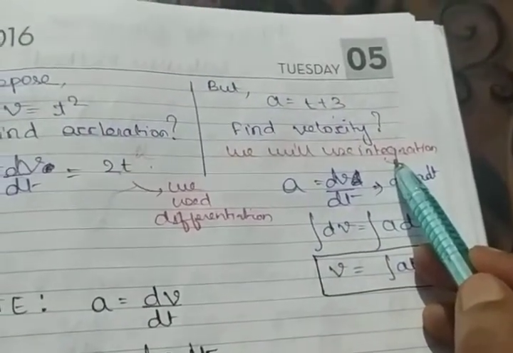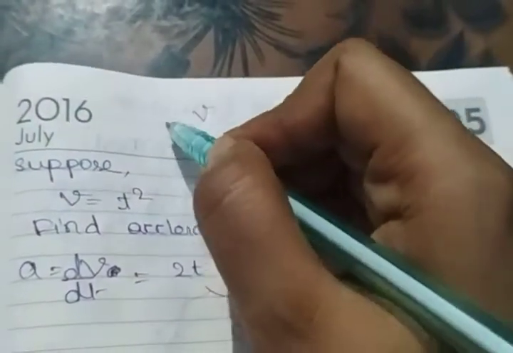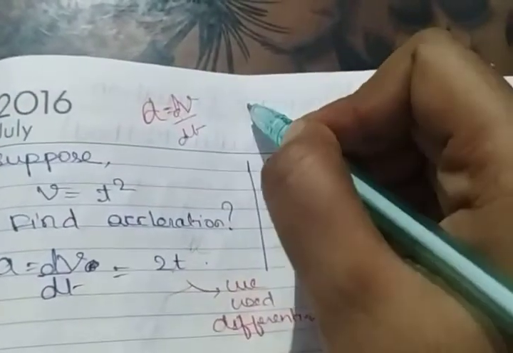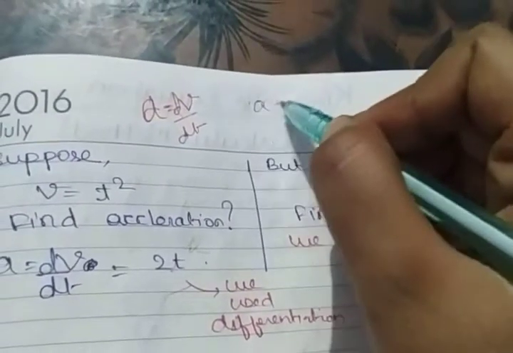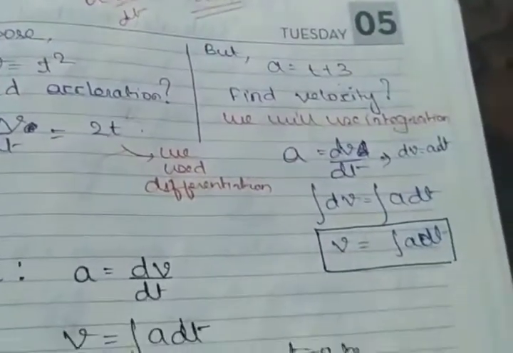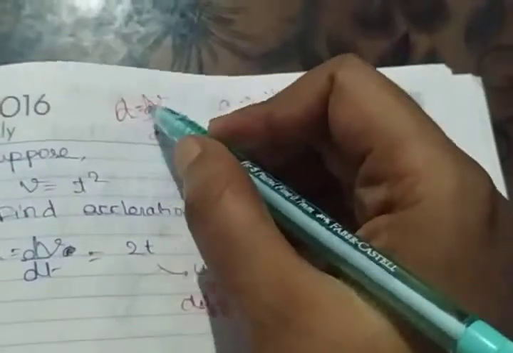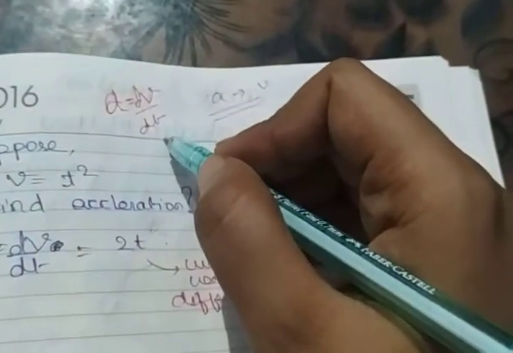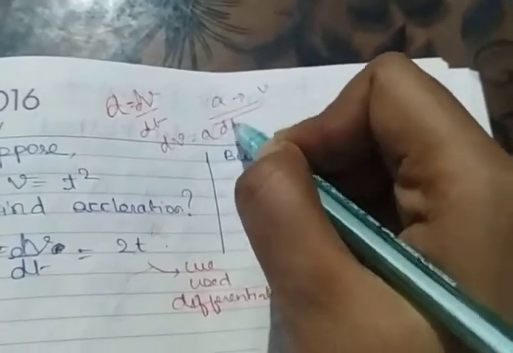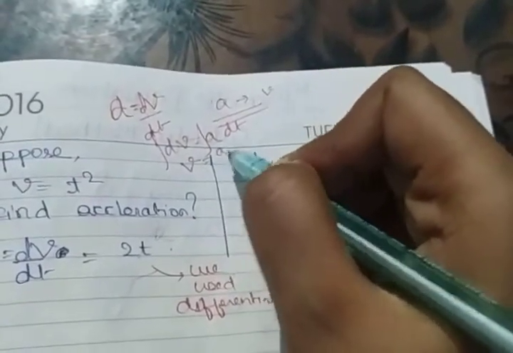Are you understanding? So we know that if velocity is given, to find the acceleration I do dv upon dt. So if acceleration is given and I want to find the velocity, what will I do? I'll just use the reverse process. I will integrate it. So acceleration is equal to dv upon dt. So if I want to find the velocity dv, it will be equal to a into dt. And if I integrate it, what will I get? Total velocity is equal to integration of a dt.